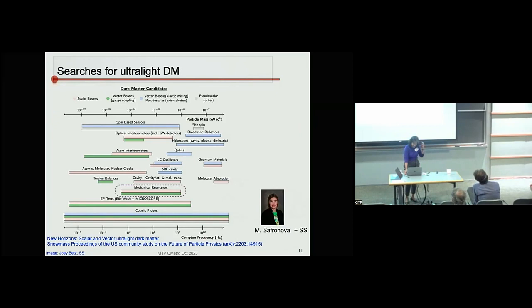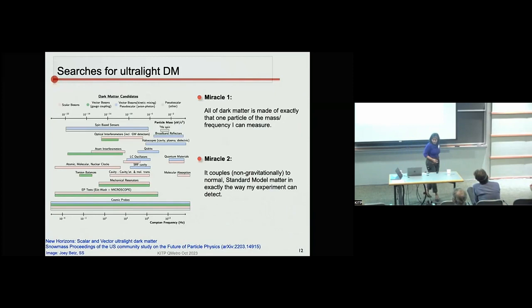And as an optics person, I was like, oh my God, everybody who's looking for dark matter believes in at least two miracles, and nobody quite explicitly says it. The first is that all of dark matter, across 20 orders of magnitude in frequency, why should you build a detector here or here? Because you believe that all of dark matter is made up of exactly that one particle of that mass or frequency that your detector can measure. All of normal matter is not made up of things that have that one mass, so why should all of dark matter be? But we all have to start somewhere, and that's a good starting point.